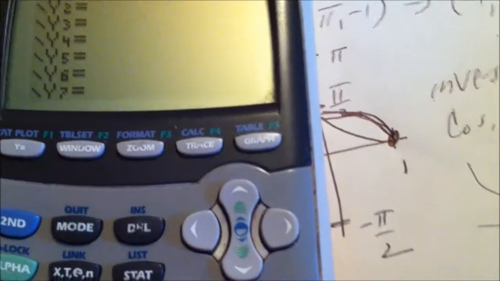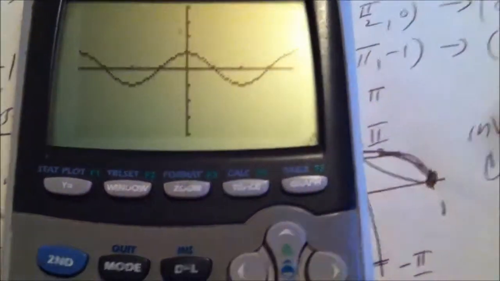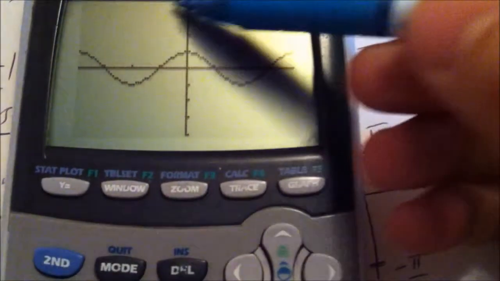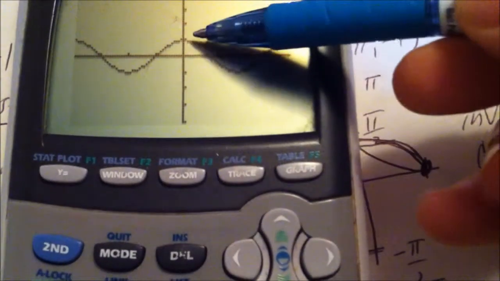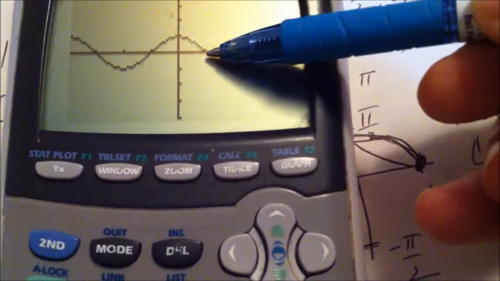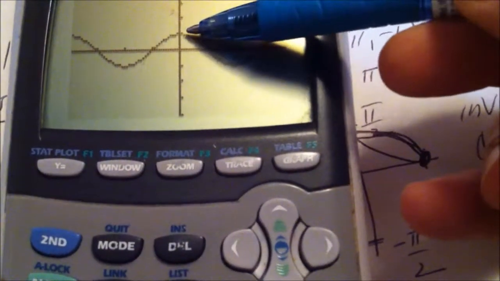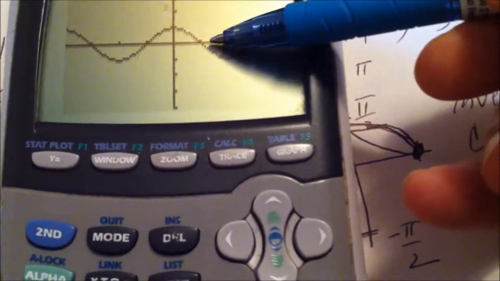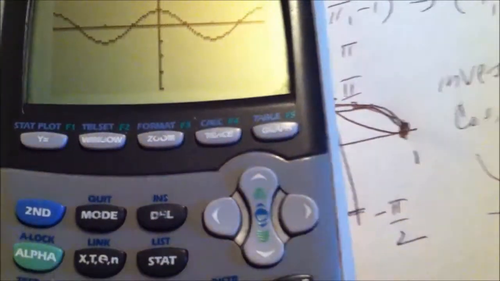Now for cosine, if you look at the original cosine curve, and I do a zoom 7, there's your cosine curve. See how it's your canyon like this. I'm going to examine it just from 0 to pi, which is right here. 0, pi/2, pi right here. So if I take those points, which is 0, 1, pi/2, 0, and pi, -1, and I invert them, instead of 0, 1, I'm going to get 1, 0. Instead of pi/2, 0, I'm going to get 0, pi/2. Instead of pi, -1, I'm going to get -1, pi.